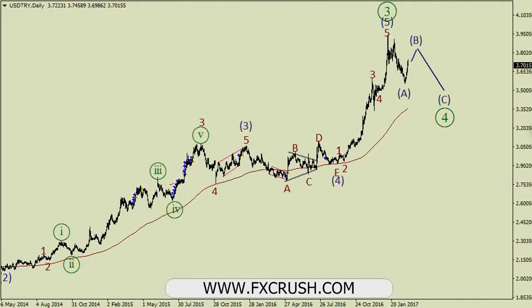On Turkish lira, we've got a correction which could be wave 4, which has a downward impulse here in wave A. So after this local correction, which could be wave B, bears are likely going to deliver another downward impulse, which could be wave C. So I'm currently out of the market here.